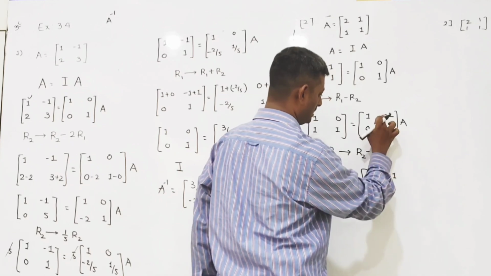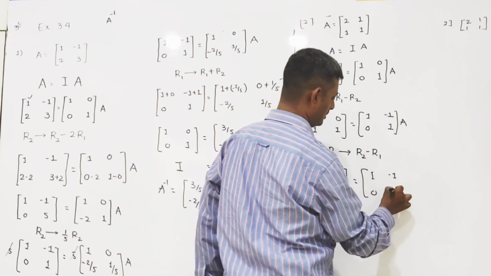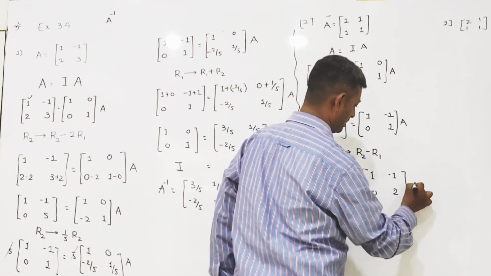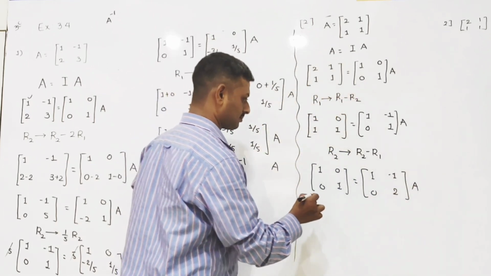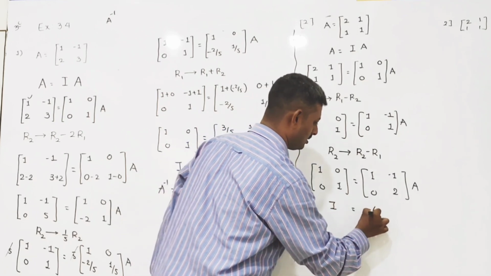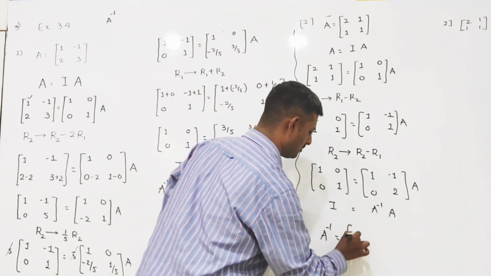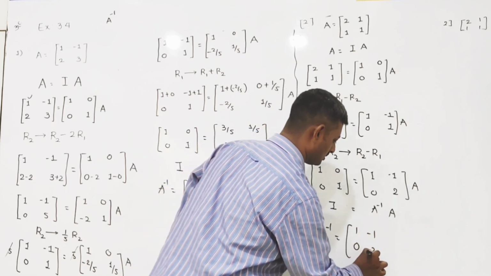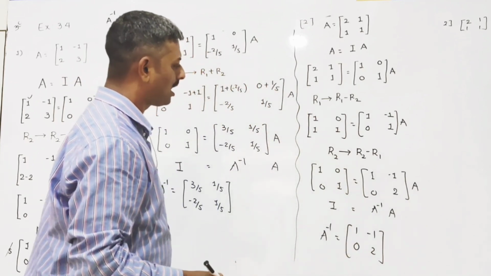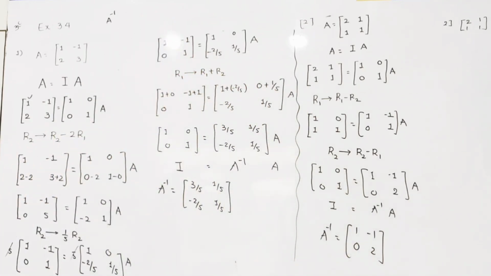Minus 1, this minus 1 minus. So this becomes 2. That is our into A. So this is A inverse into A. So A inverse is equal to 1 minus 1, 0, 2. These are our two examples which we can do, and you can understand this is like this.